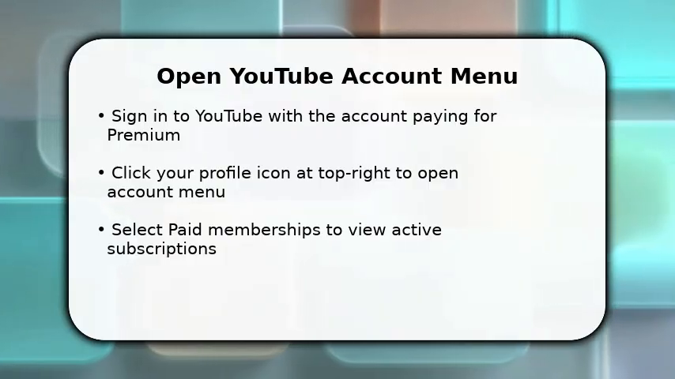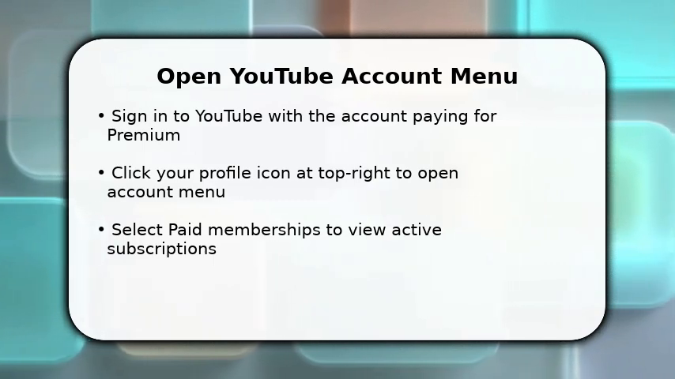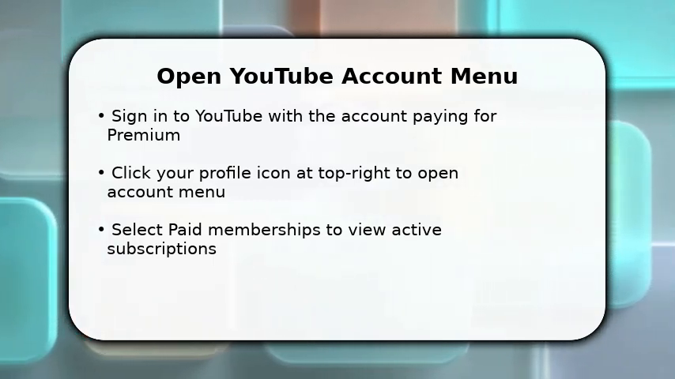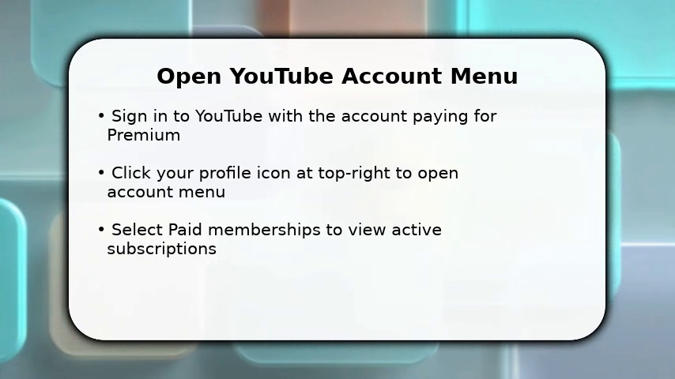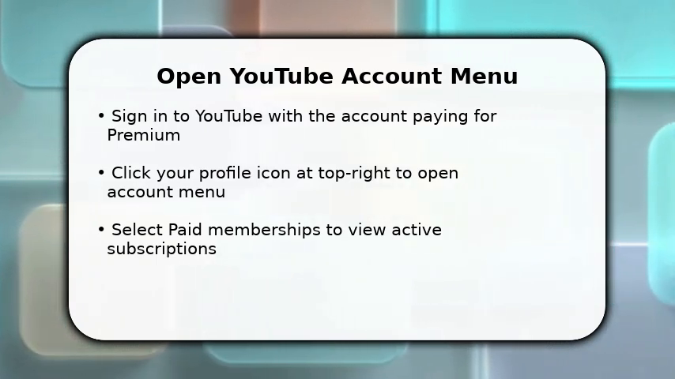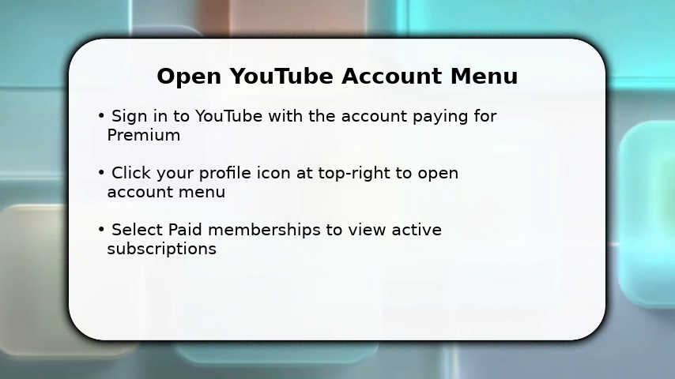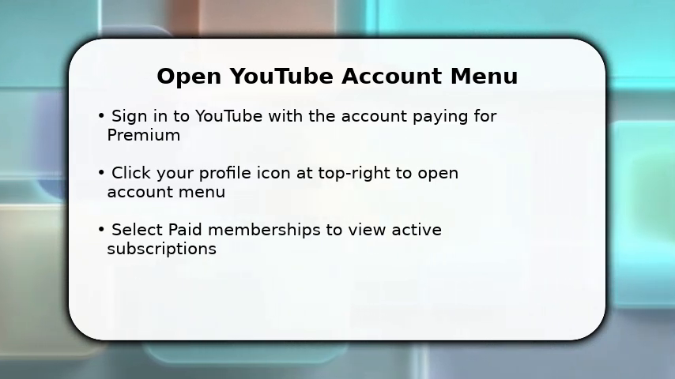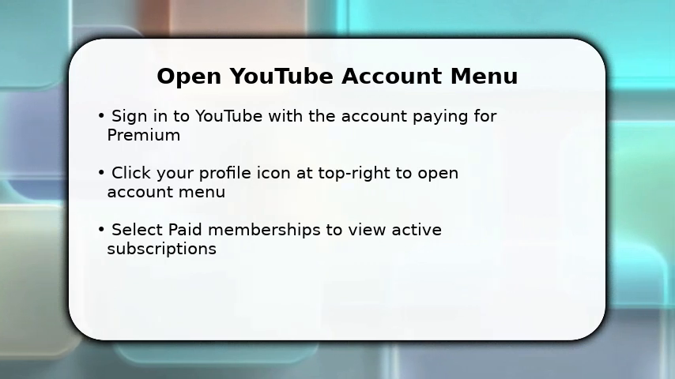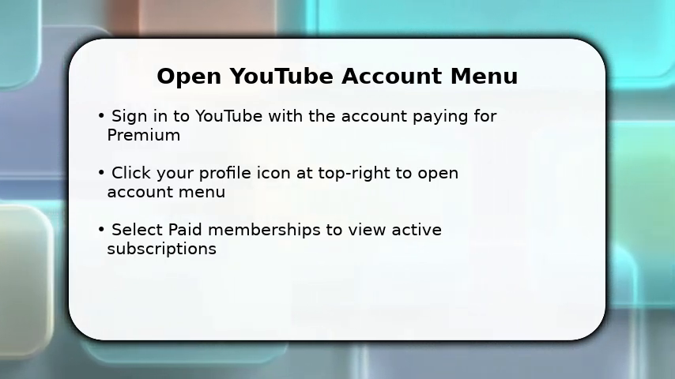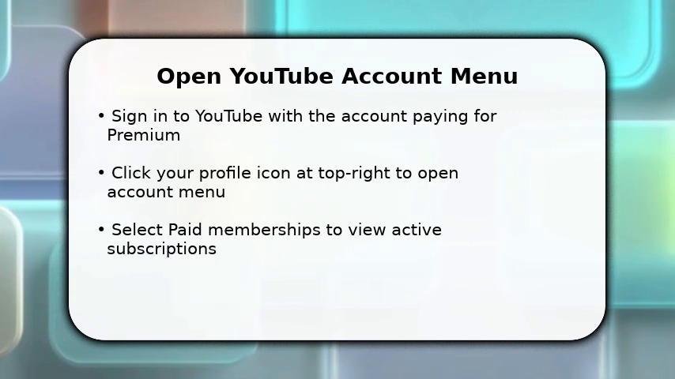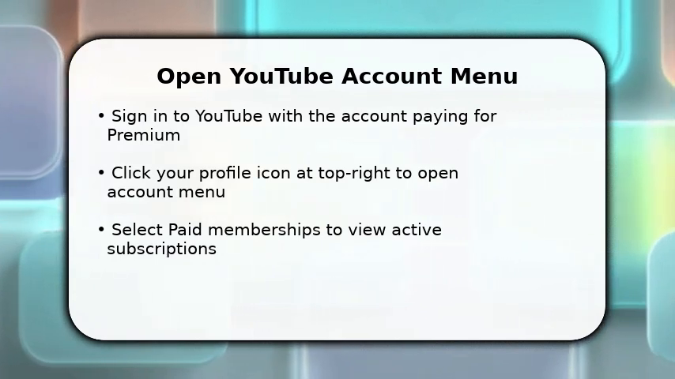You start by signing in to the Google account that pays for YouTube Premium. Once signed in, click your profile picture at the top right. You want the account menu. From there, choose paid memberships so you can see your active premium plan. Doing this first places you directly where subscription controls live, and it ensures you're canceling the correct account. Otherwise, you might stop the wrong subscription.